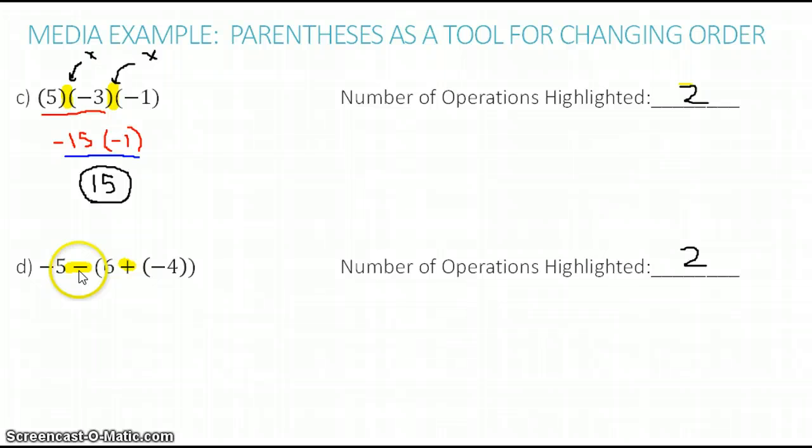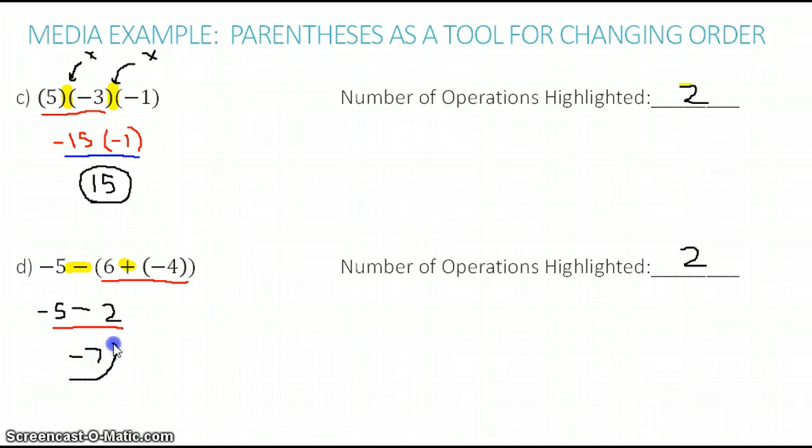So first we have subtraction and addition, but this addition is in parentheses. So we're going to perform this operation first. I'm going to copy the rest of the problem. -5 minus, now we have 6 plus -4, and that will be a +2. So now we have -5 minus 2. That's our last operation to perform. Negative 5 minus 2 is the same as negative 5 plus negative 2, which is negative 7.